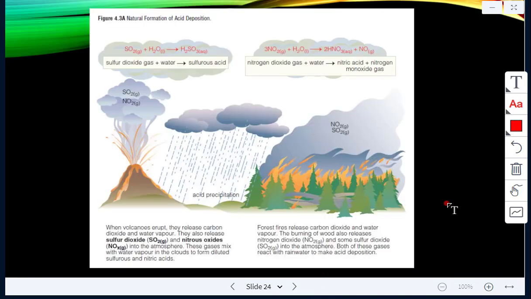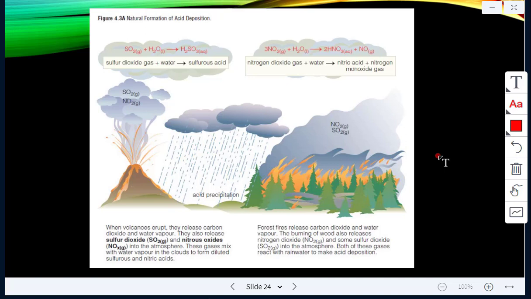All right, here we're just looking at natural formation of acid deposition. In the first diagram, we have a volcano. When volcanoes erupt, they release carbon dioxide and water vapor. They also release sulfur dioxide, which is SO2, and nitrous oxides as well, which is NO2. These gases then mix with the water vapor in the clouds to form diluted sulfurous and nitric acids. So sulfurous acid and nitric acid as well.